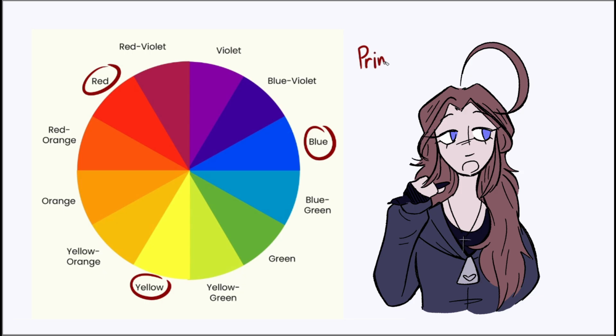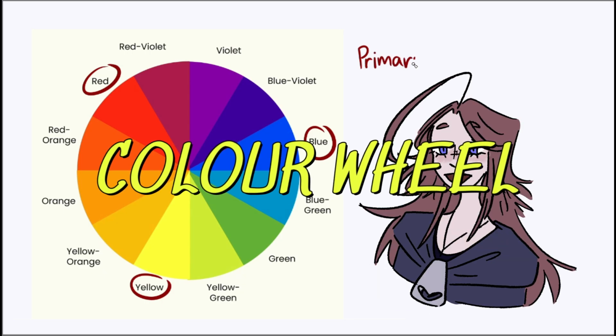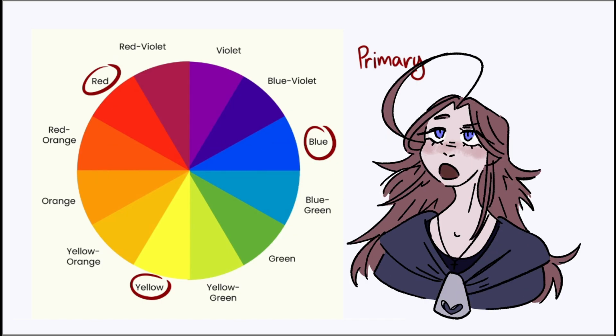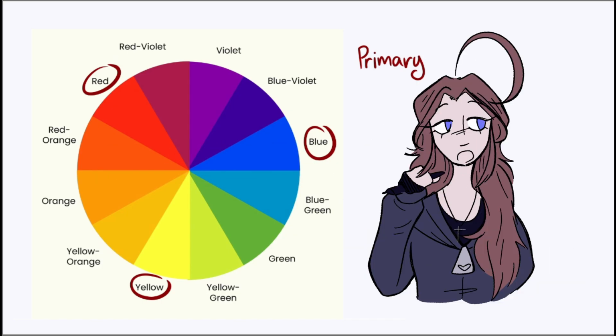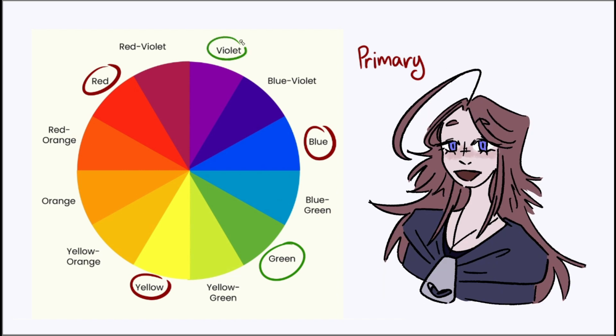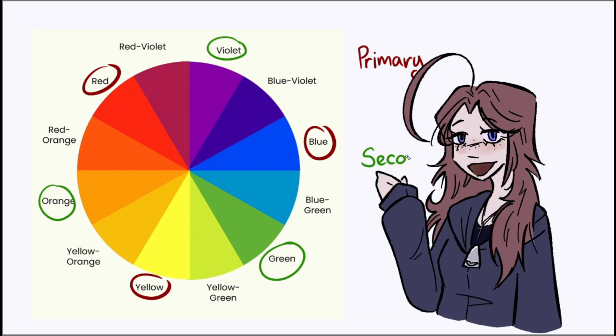a harmonious color palette. This is a color wheel. A color wheel is, well, it's a wheel of colors. It's usually used to show colors and their relationships to each other. First of all, there's three different types of colors that we can see on this color wheel: primary, secondary, and tertiary colors. The traditional primary colors are red, yellow, and blue.